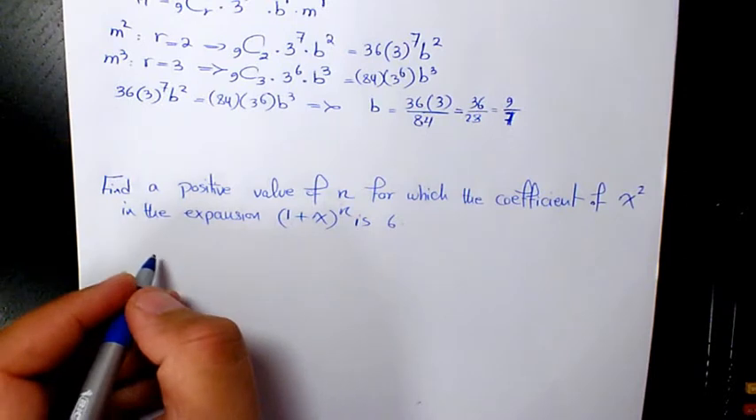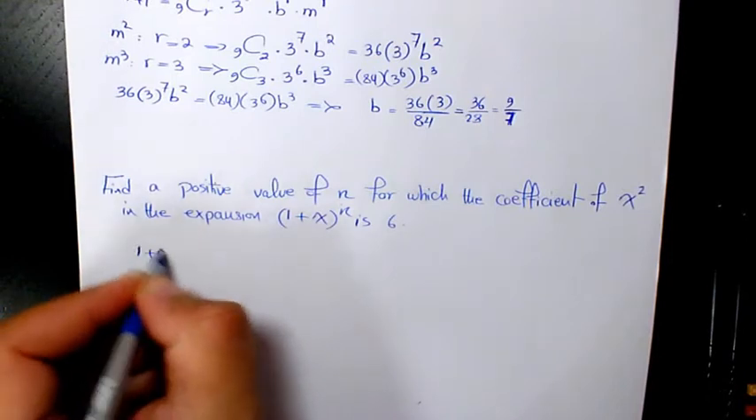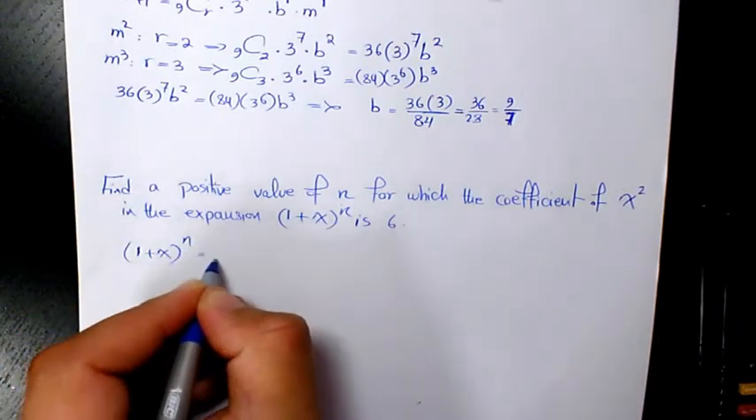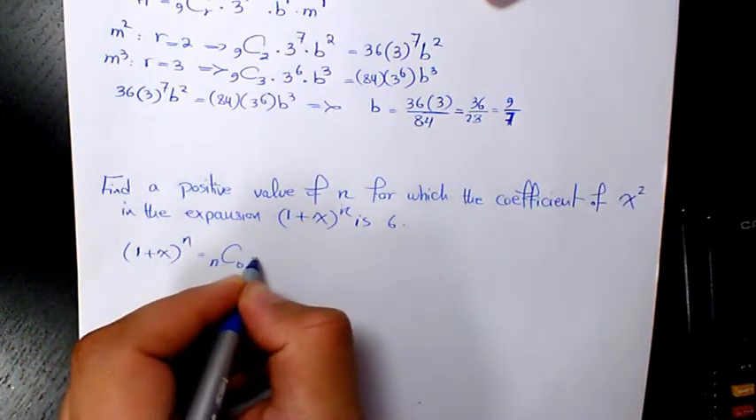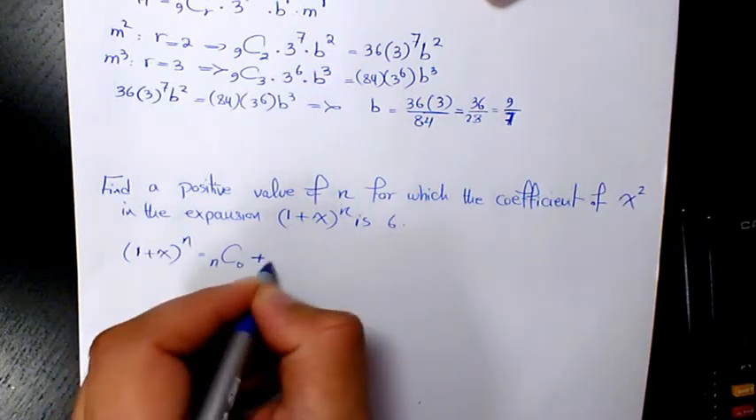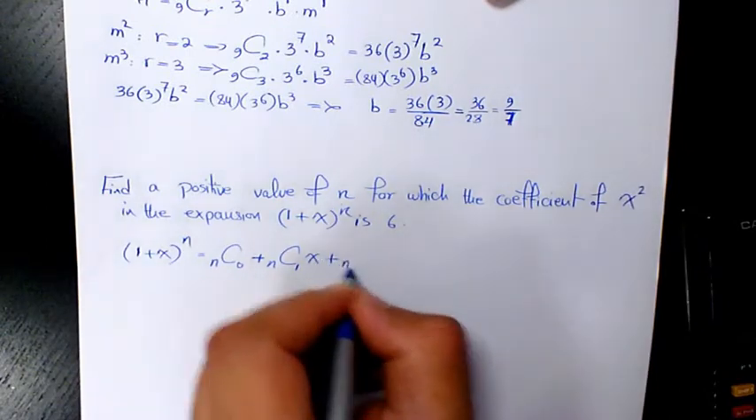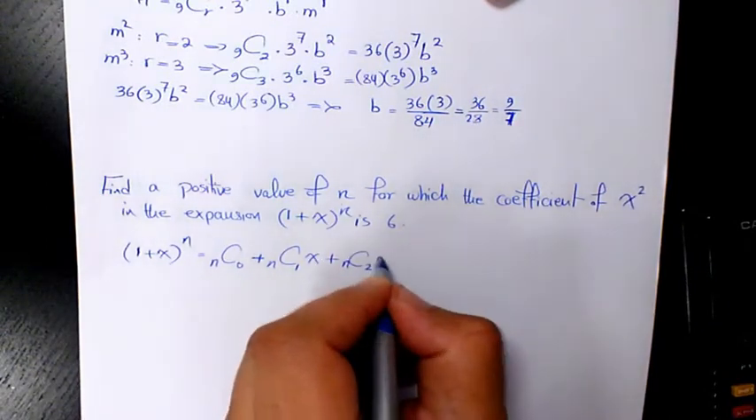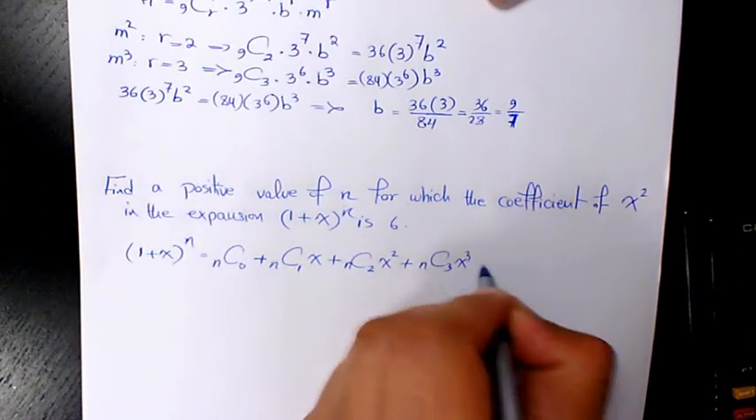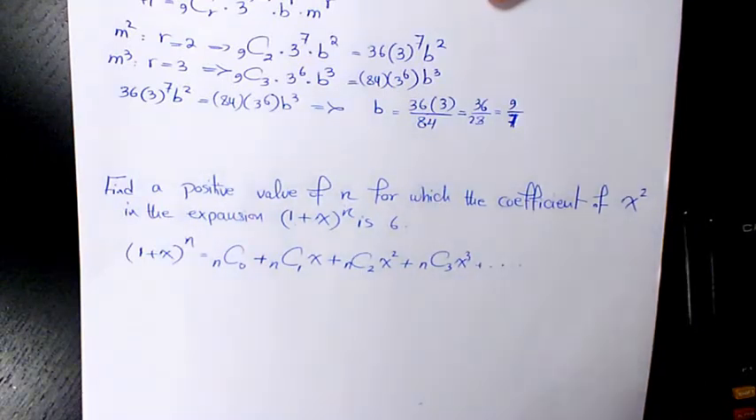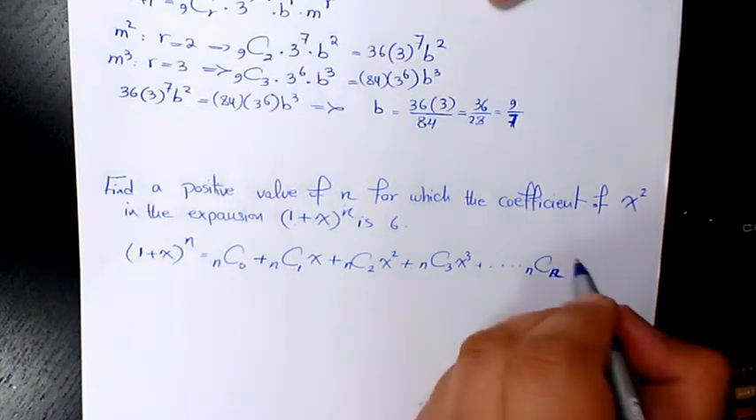So when you expand it, you have (1 + x) to the power of n. You have nC0 times 1, so I don't write it, nC1 x plus nC2 x squared, nC3 x cubed, and all the way to nCn x to the power of n.